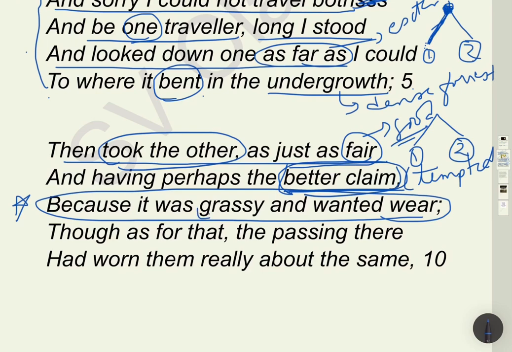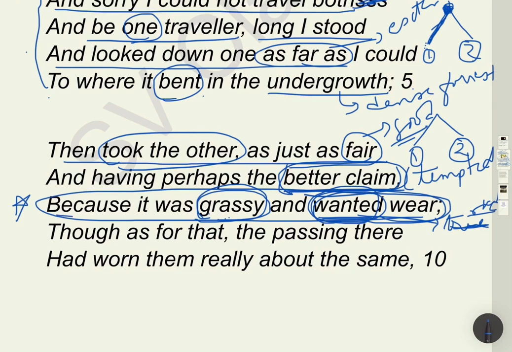Because the second road was grassy. What is the meaning of grassy? Still there was grass. It means the people have not walked on that road. And it was wanted wear. Here wanted is used for the road, and this is a figure of speech, personification, because the emotion of wanting is given to the road. As if the road itself wants the people to walk on it. So the road is expecting that the people should come over here and walk on this road.